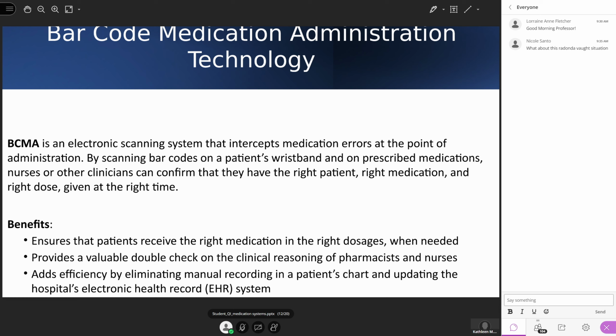All right. So barcode medication administration technology. Okay, that's that scan bar. It ensures the patients receive the right medication and the right dose when needed. It provides a valuable double check on the clinical reasoning of pharmacies and nurses, and it adds efficiency to eliminating manual recording. So that's when you scan the patient's bracelet and then you scan the medication.